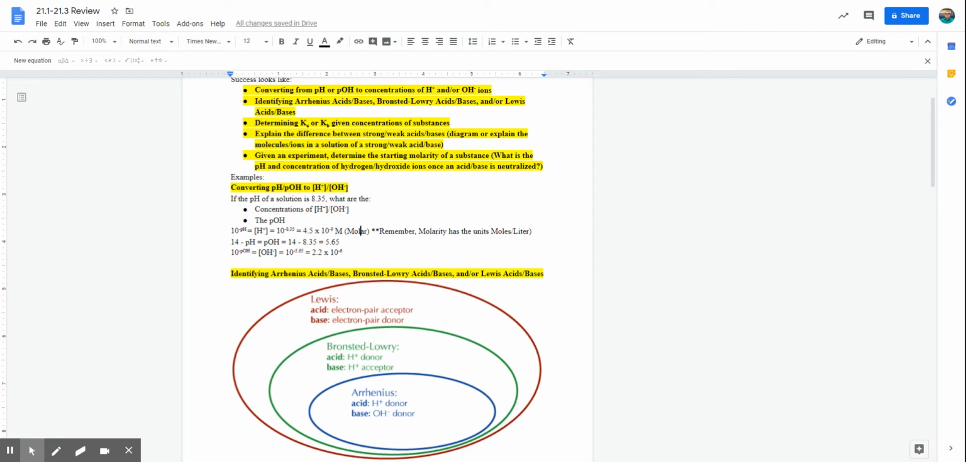This is back to a previous lesson, but molarity is the number of moles per liter. And you should remember what moles are. It's a unit of measurement that we use in chemistry.